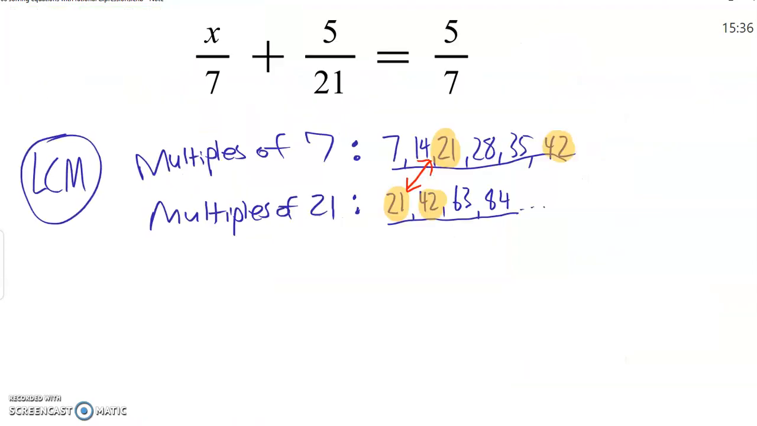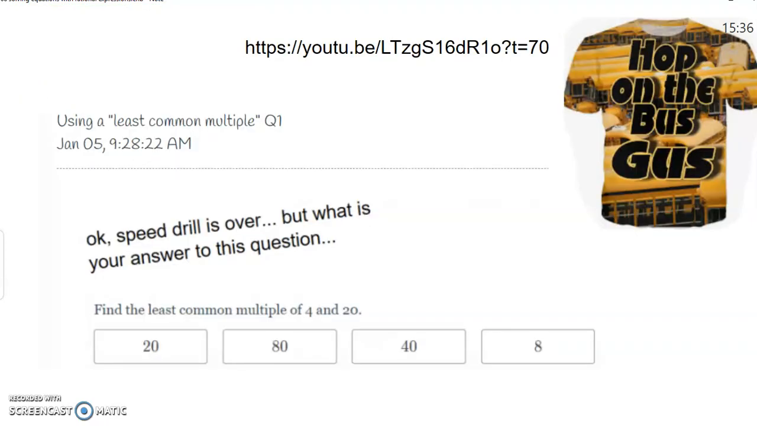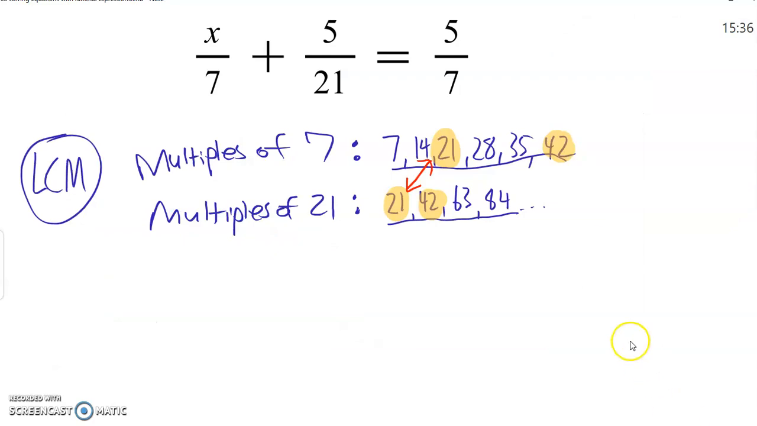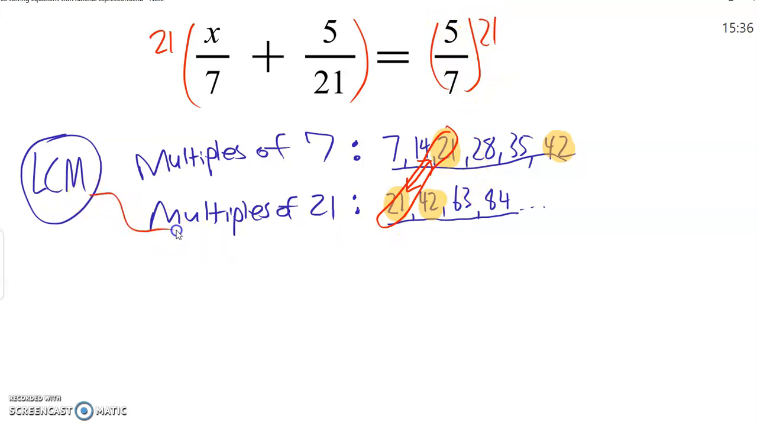I don't want to do that. Okay, I want to... whoa, I didn't mean to do that. All right, I want to use this lowest common multiple that we got, and I'm going to multiply both sides by 21. So I'm going to multiply this whole side by 21 and this side by 21, and let's see what that does. So I picked this least common multiple, and I'm now going to multiply both sides by that. That's a strategic number.